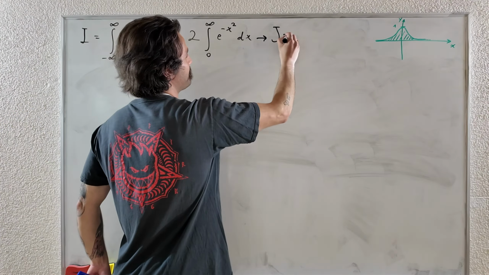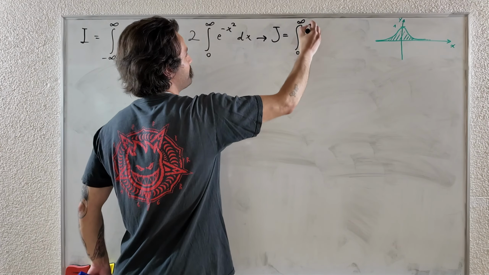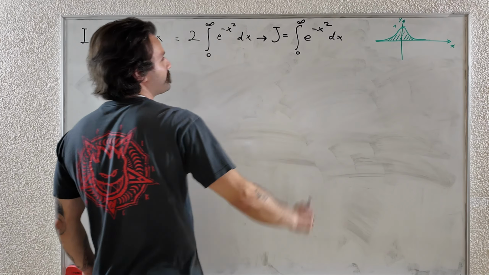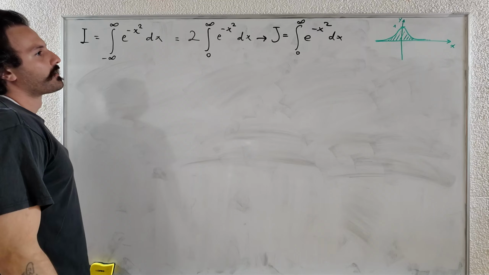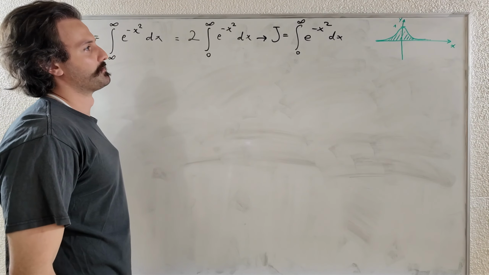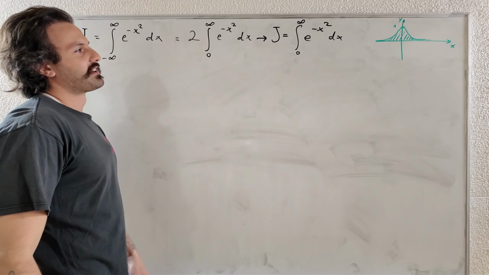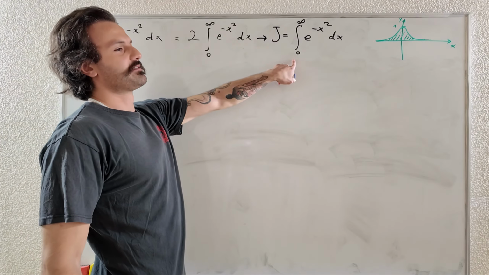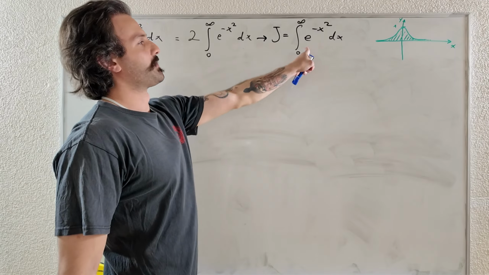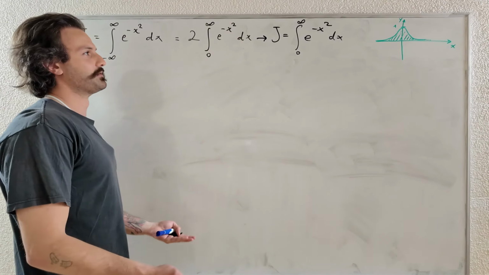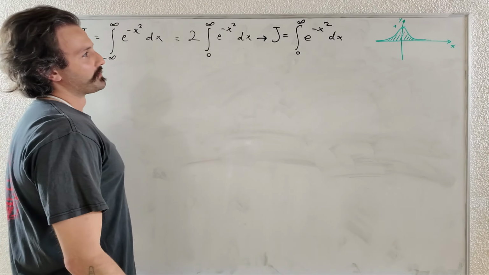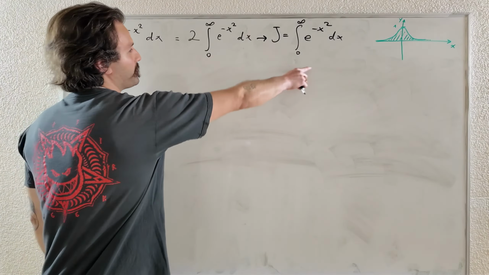So let's say J is equal to the integral from 0 to infinity of e to the power of minus x squared, and we're integrating with respect to x. The usual method to solve this integral: if you try to solve this with integration by parts or substitution, you will actually increase the complexity of the integrand, and this will lead nowhere.